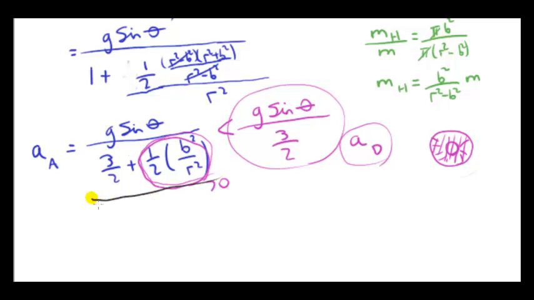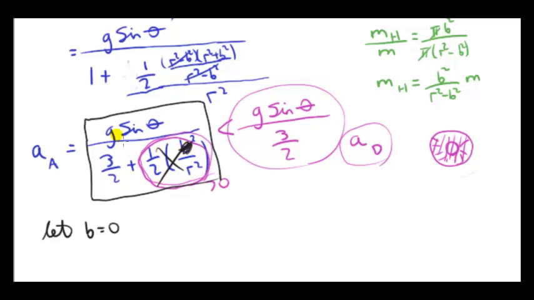Now we can see that this formula makes sense for the acceleration of an annulus if we let b equal 0. If b equals 0, we don't have any hole. If the radius of the hole is 0, then basically we have a uniform disk. So we get 0 over r squared, so that just disappears. So we end up getting g sine theta over 3 halves, which is the acceleration of a uniform disk. Okay, so that checks out. That makes sense.